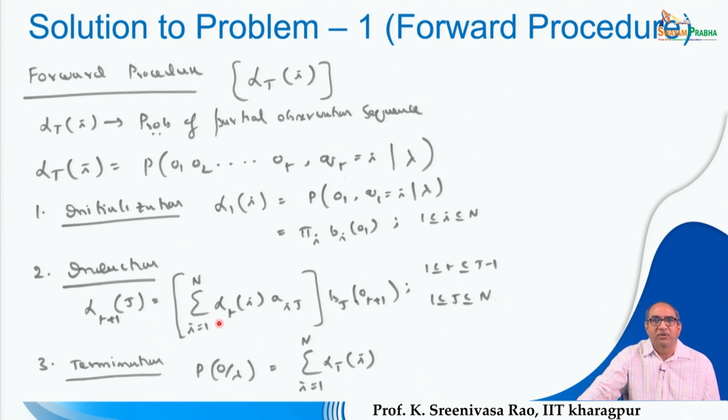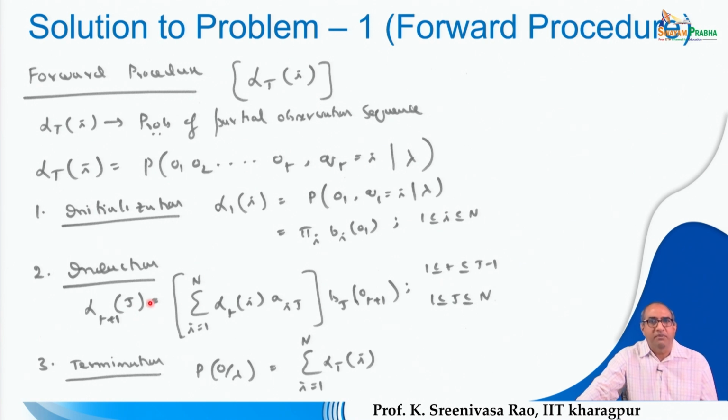Therefore, the probability can be written as follows. It can be any one of the n states in the previous instance, with the probability of the partial observation sequence till that point, and then the transition probability. So alpha t plus 1 of j can be written as alpha t of i multiplied by a of i j, because this is the transition probability to reach j, and alpha t of i is the state probability of being in state i. There are n possible states, so we sum over all of them and multiply, and that gives you alpha t plus 1 of j.